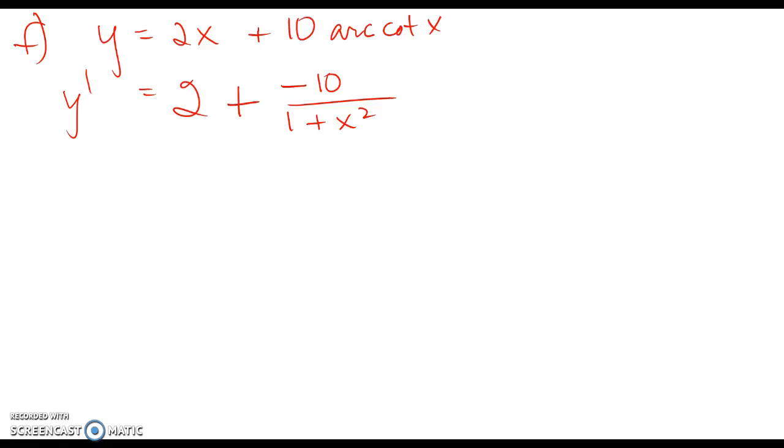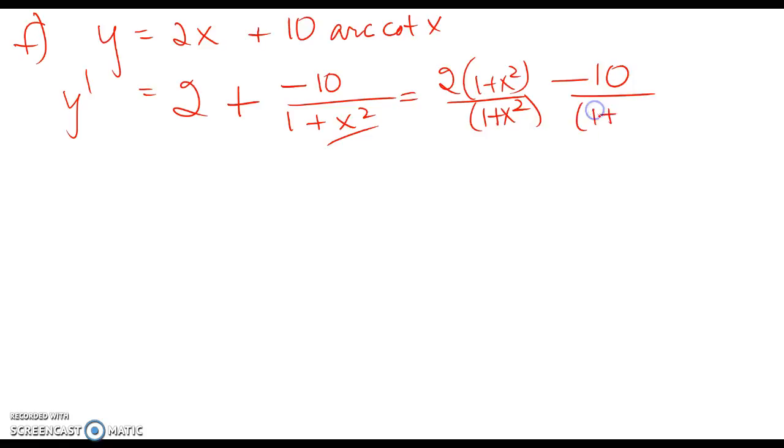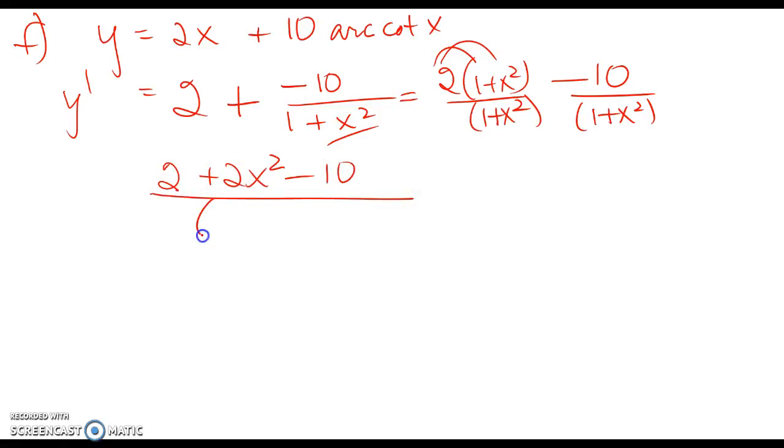So if I want to put this all over a common denominator, which is this one, I'm going to multiply the top and the bottom by this, right? Then it'll be minus 10. So let's distribute. It'll be 2 plus 2x squared minus 10 over 1 plus x squared, which equals 2x squared minus 8 over 1 plus x squared.